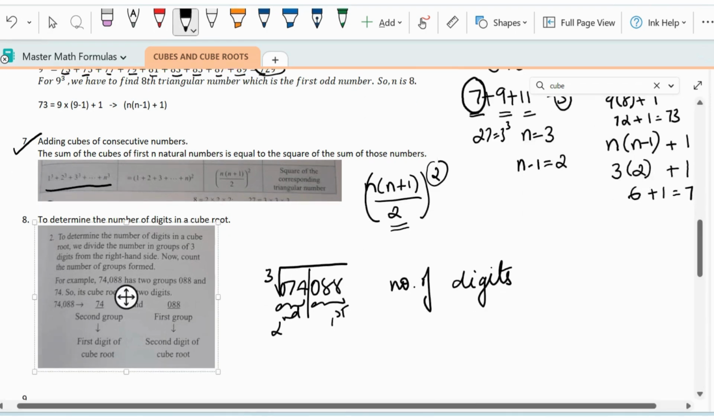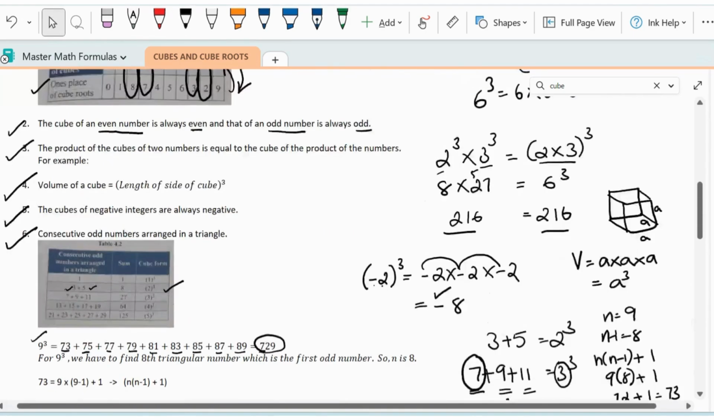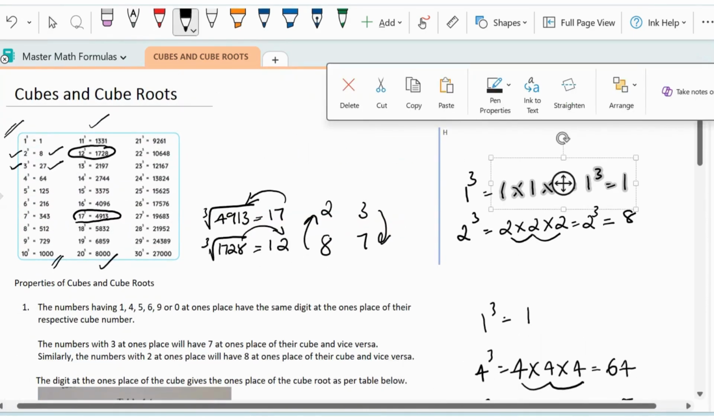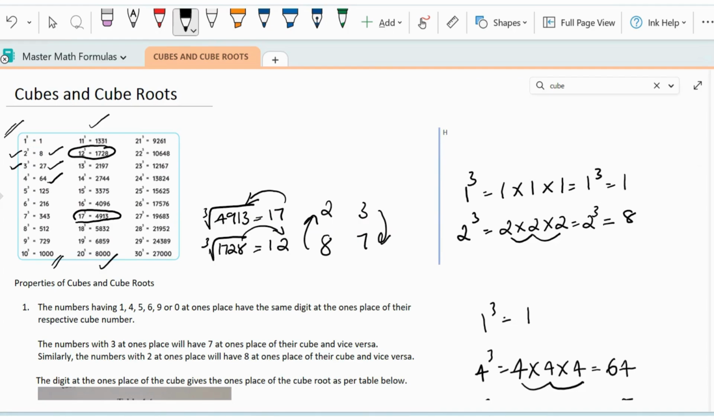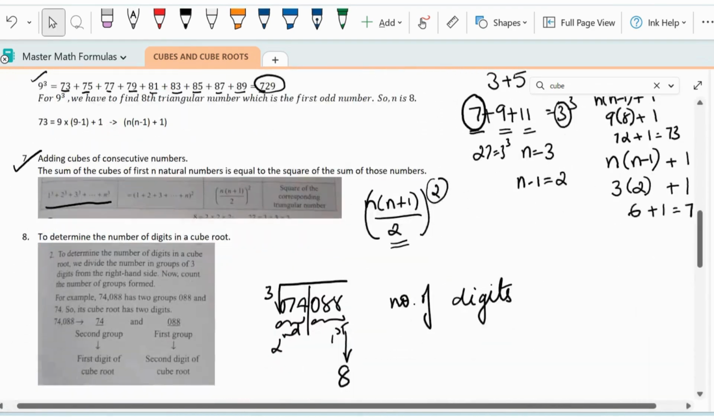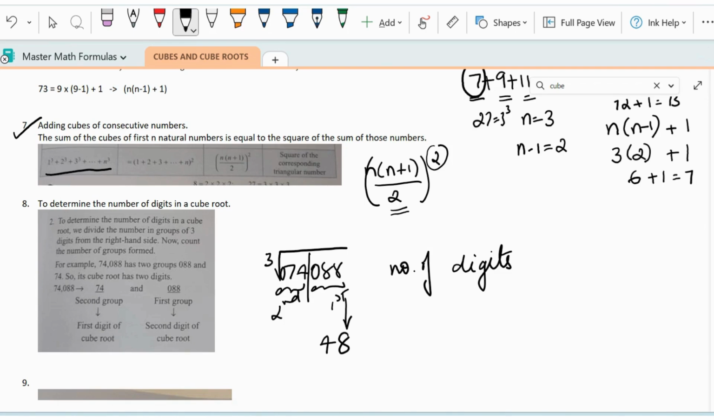From the first group, you just pick up the ones place, which is 8. And from the second group, you find the closest cube, which is less than 74. Going back to the table, which is the closest cube which is less than 74? It is 64. So, the cube root of 64 is 4. So, you write 4. So, this is the number 48. So, the first digit of the cube root is 4 and the second digit is 8. Is it clear?